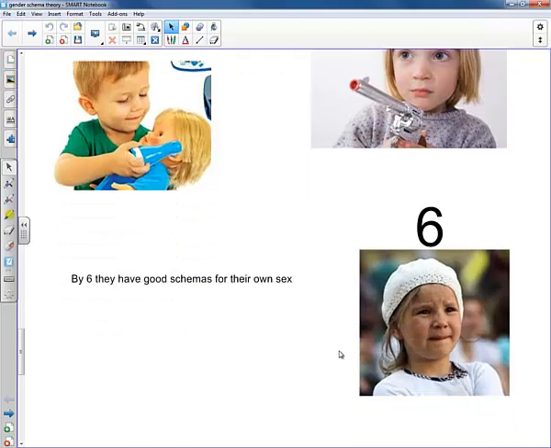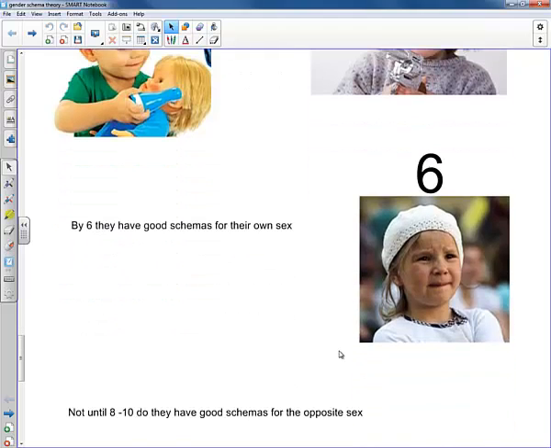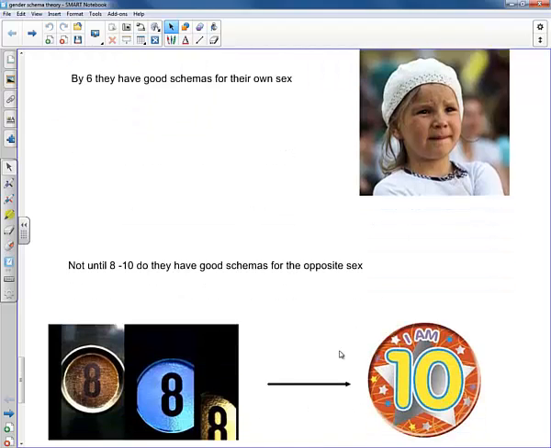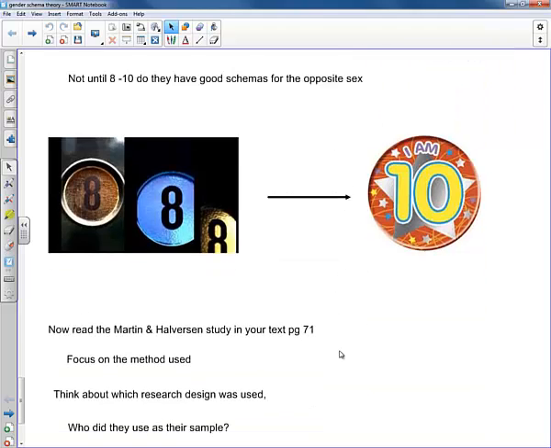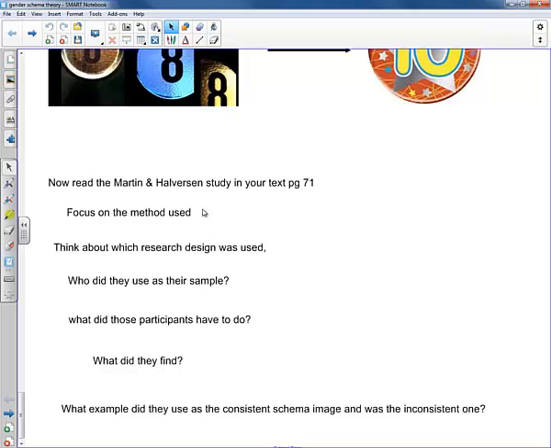And this model says by the age of about 6, they've got a very good schema for their own sex, but unfortunately not until about 8 to 10 do they have a good schema for the opposite sex. So the study to support this is Martin and Halverson. Do you remember we did this in class? Focus on the method and the research design and so on. Let's just have a quick look at that, just see whether you can answer some of these as we pause it.